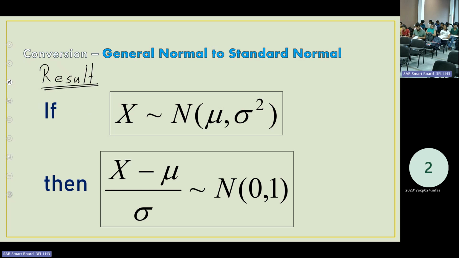If X follows normal distribution with mean mu, standard deviation sigma, then X minus mu, over sigma. What is mu? Mu is the mean of this variable. What is this sigma? That is the standard deviation of this variable. X minus mu over sigma will follow normal 0, 1. Normal 0, 1 means that is the standard. If that, then this.